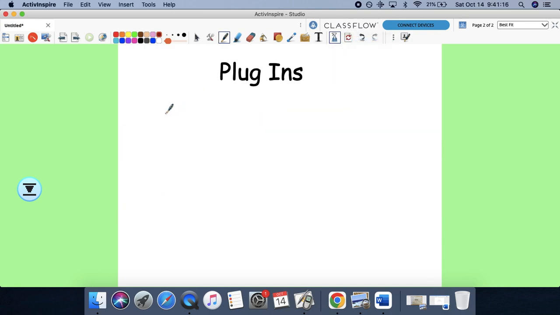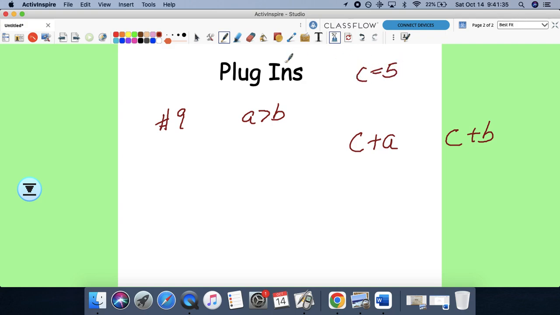Number 9 says A is greater than B. Okay, how much greater is the sum of C and A than the sum of C and B? All right, so let's pick C is 5. And let's say A equals 2 and B equals 1, right? We have that condition met. And let's pick a number C. I pick C 5. So let's do this.